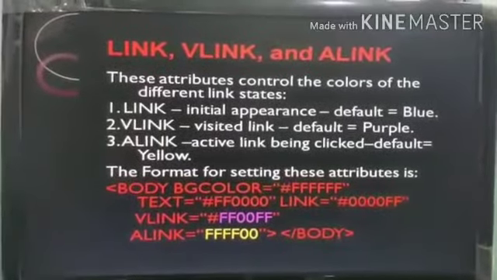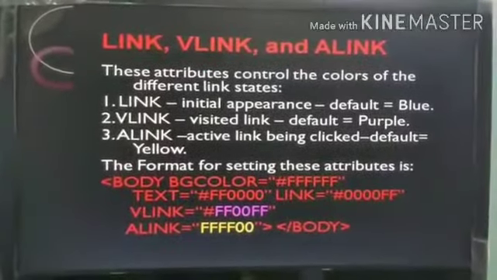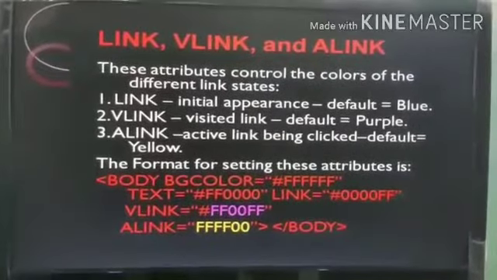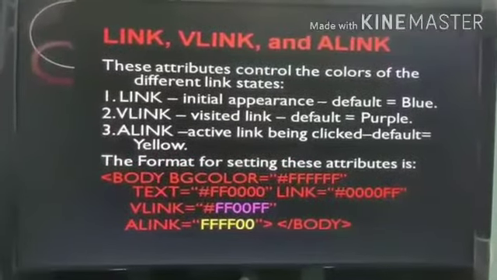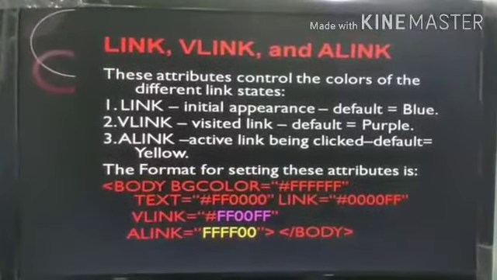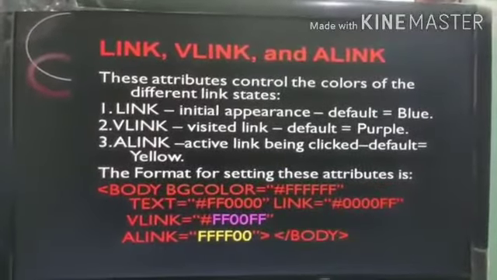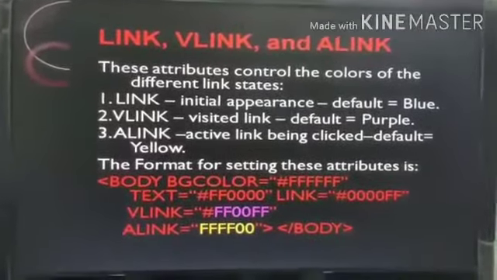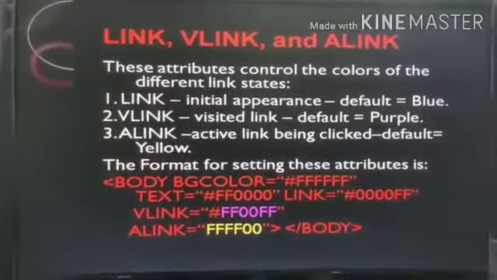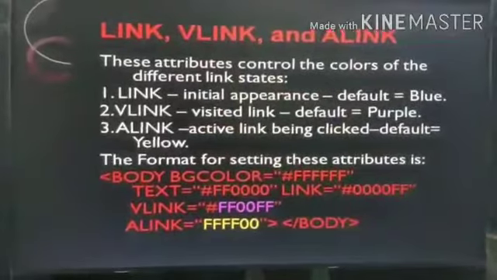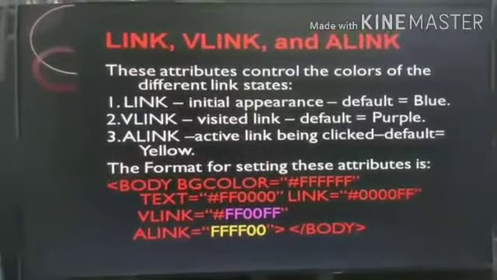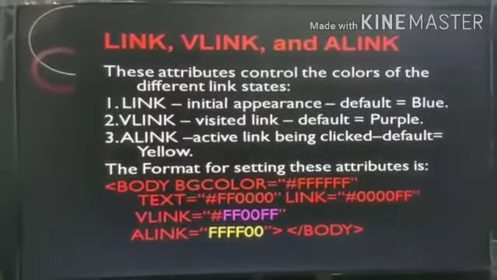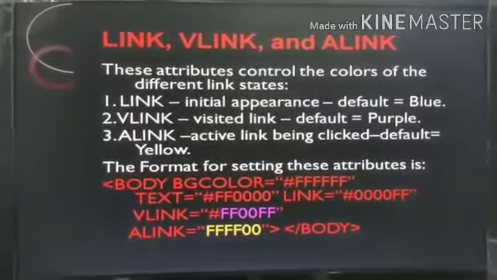Next, here are three attributes: link, a-link and v-link. These three attributes we are using with body tag. These are the attributes of body tag which we are using to provide the color of links. First, the link attribute, that is the initial appearance, means whatever hyperlink is present on your web page is first displayed in the color given to the link attribute. By default the hyperlink is displayed in blue color, but if we want to change it, we can change the color of hyperlinks present on our web page.